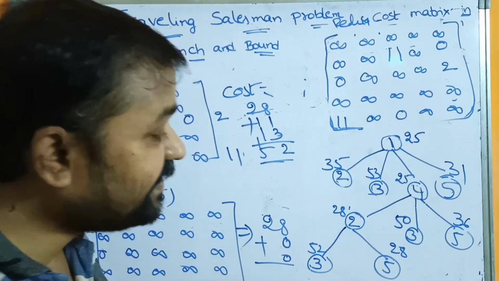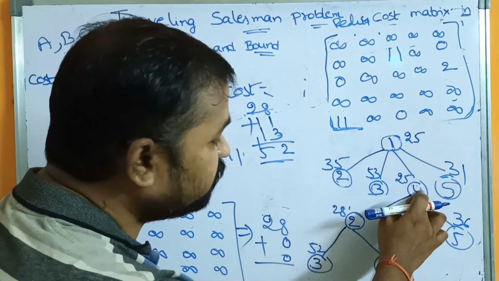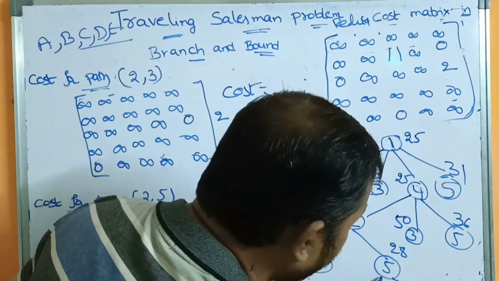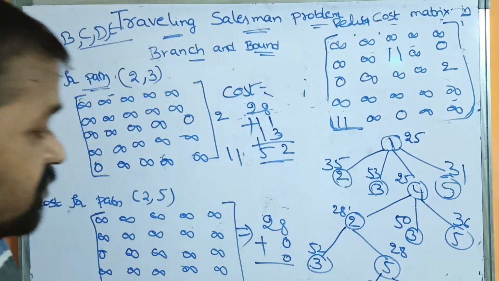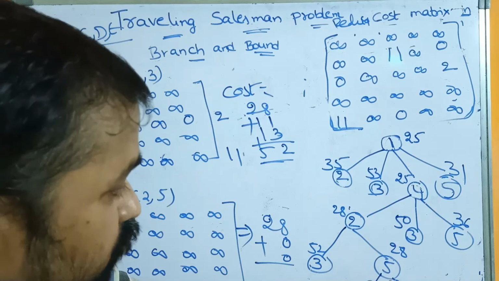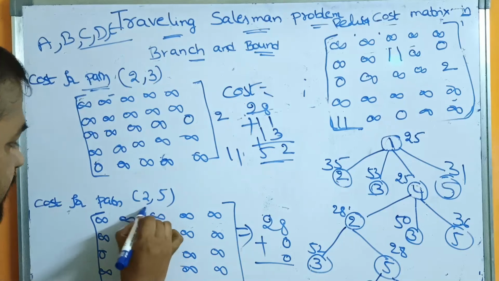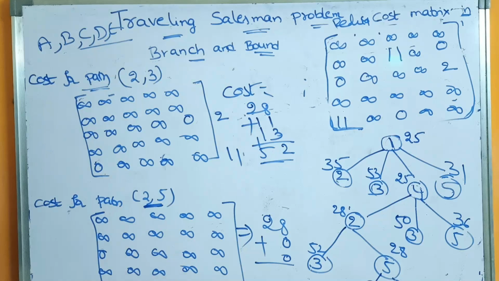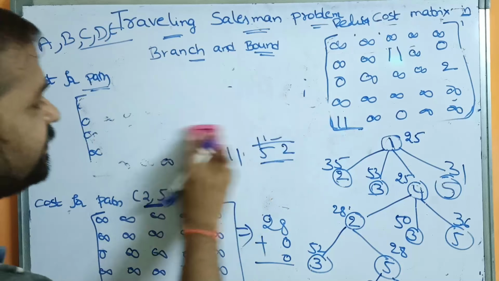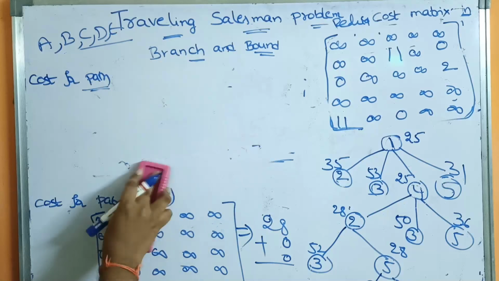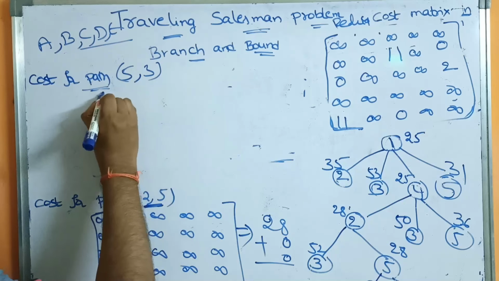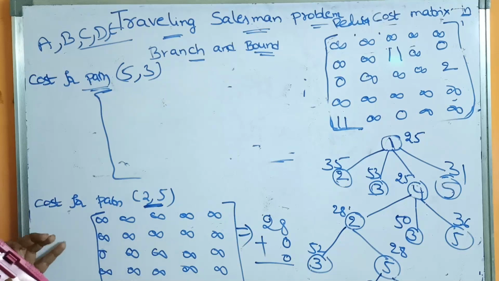So now which vertex we have to visit? So 1 is visited, 4 is visited, 2 is visited. So the last vertex is what? 3. So we have to visit the vertex 3. So now we have to perform operation on which matrix? This path 2 to 5. So that means we have to perform operation on this matrix now. So let us calculate the cost for the path 5 to 3.